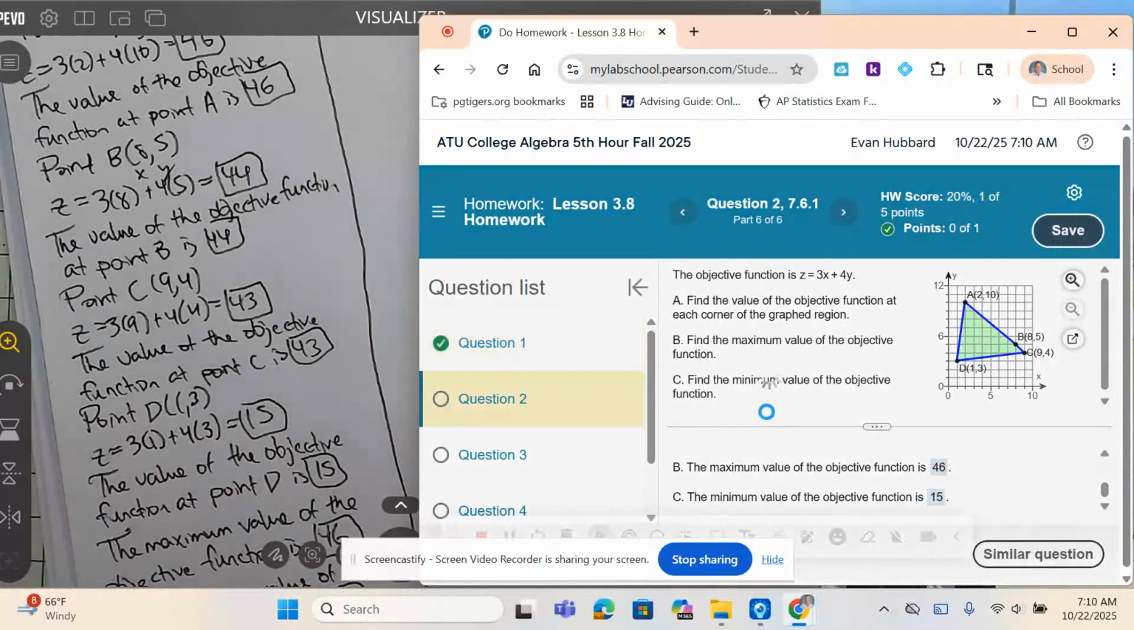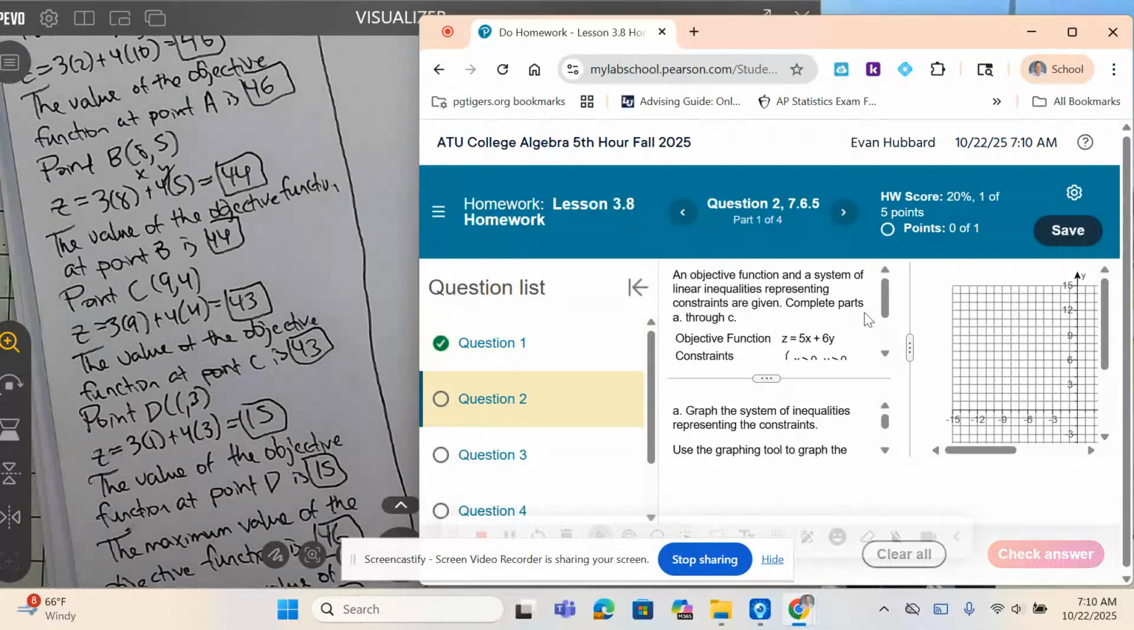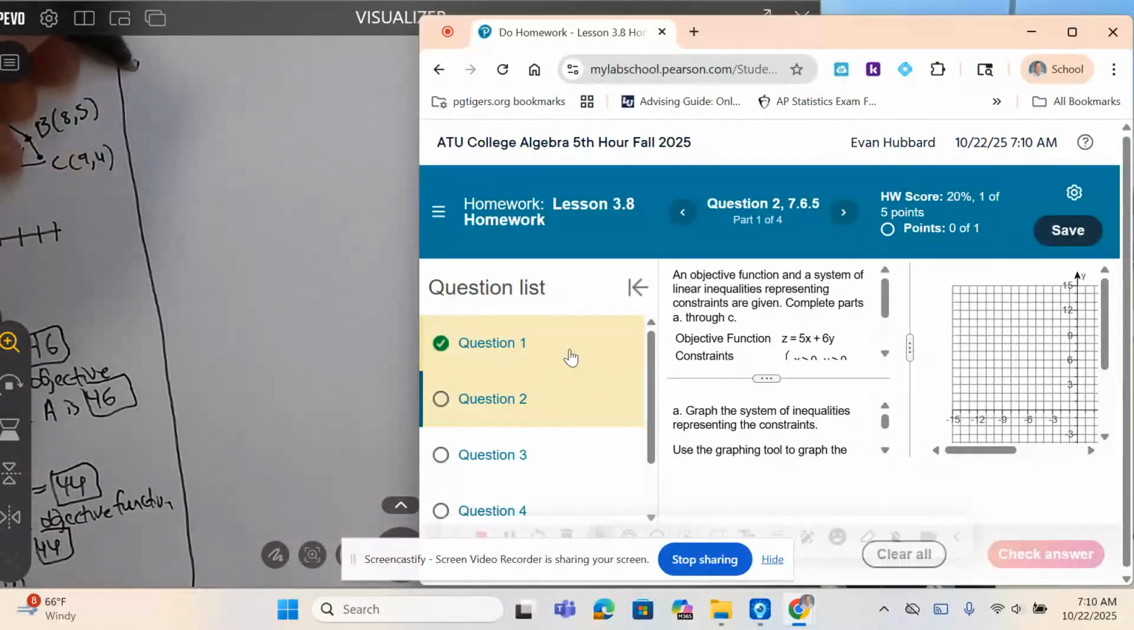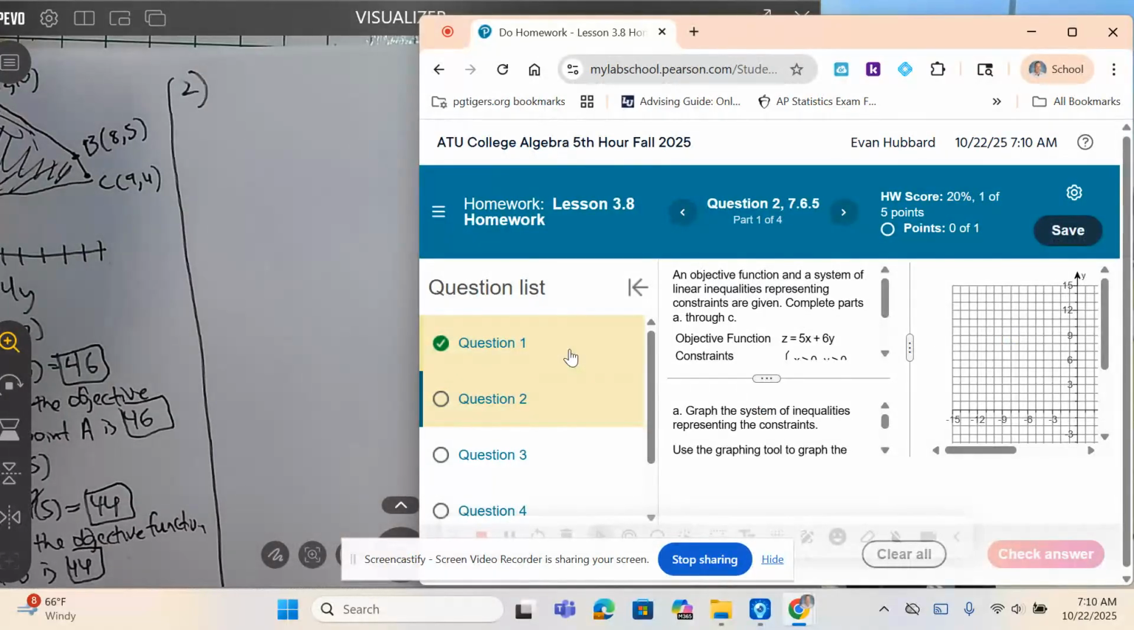Let's go to question 2. So now we've got an objective function and we've got some constraints. We're going to graph the system of inequalities using the constraints. I'm going to graph them over here. I'm going to do my best because the points do matter. It's going to be easier when we graph it on there.